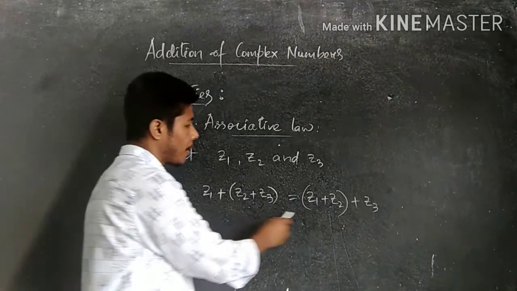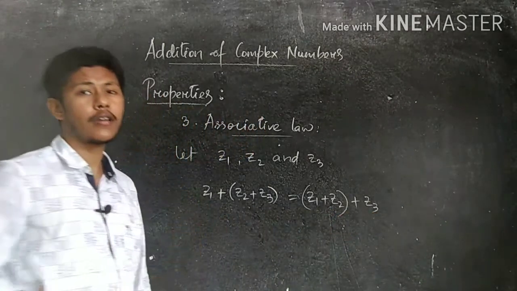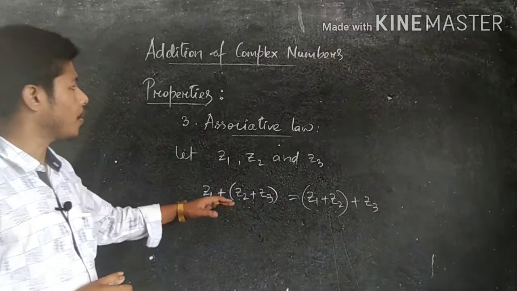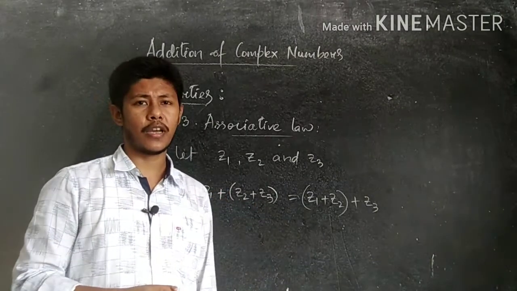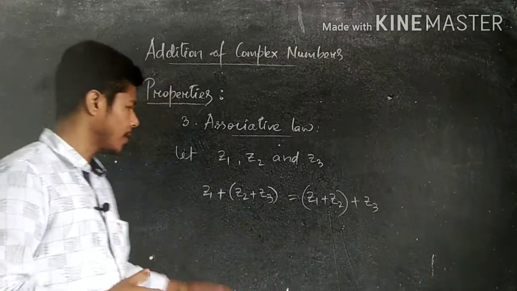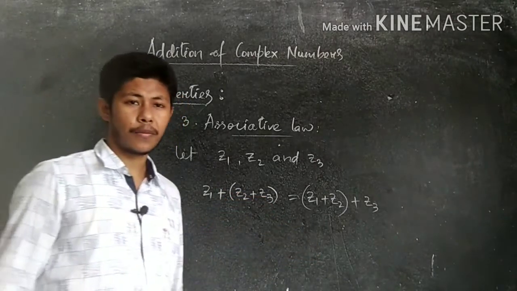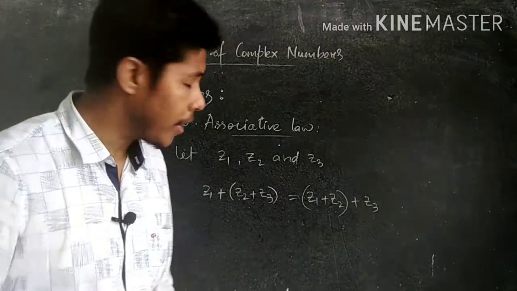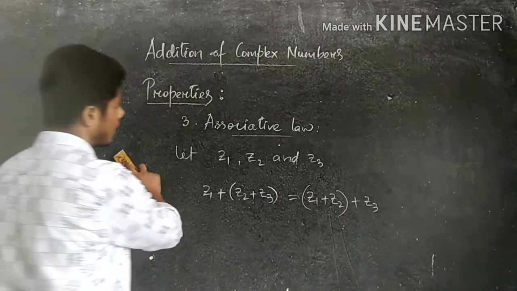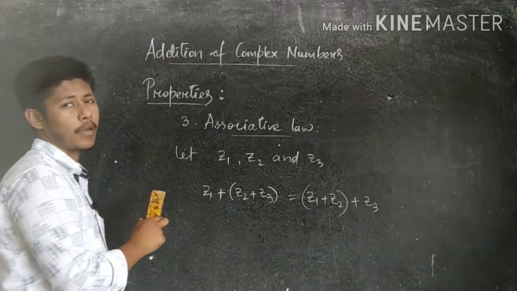So this property is known as what? Associative. These all properties you already get in advanced mathematics, is not it? So here again we discuss this one. So this one is known as associative. Is it clear? So the main 2 properties are here. After that this associative come.